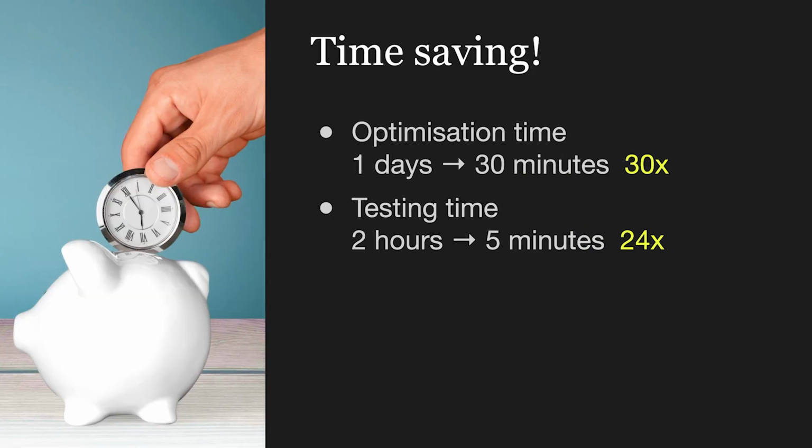And with the automator, you get a huge time saving, because doing these optimizations could take at least 1 day of development time, and you can do it in 30 minutes. And testing could take at least 2 hours, while here you can do it in just 5 minutes. What a speed boost, right?